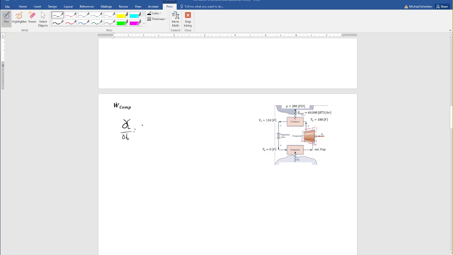dE by dt is equal to Q dot minus W dot plus the sum of M dot in, H in plus V in squared over 2GC plus GZ in over GC, minus the sum of M dot out, H out plus V out squared over 2GC plus GZ out over GC. Oh, that's GC, not GZ. Although I'm just going to cancel it out anyway because we're going to neglect potential energy changes. We're going to neglect kinetic energy changes. We're going to say one inlet, one outlet. We're going to say that it's adiabatic and that it's steady state. And we'll get this equation that we're hopefully starting to know and love.